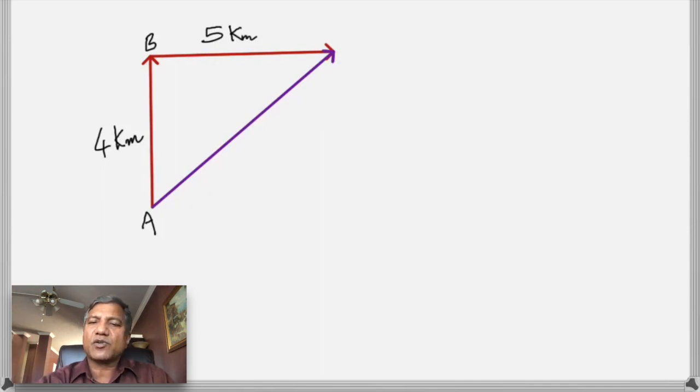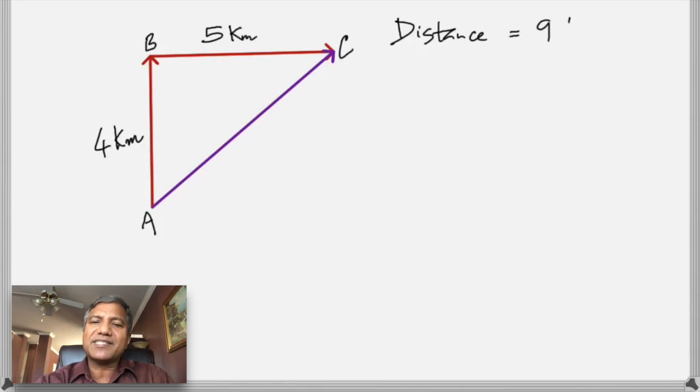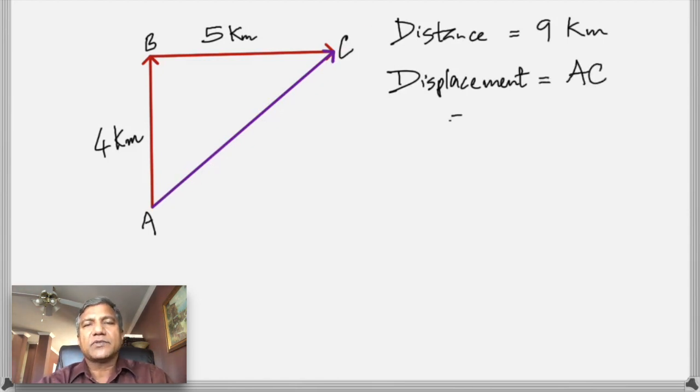Now, it's a right angle triangle, so to find this, all you got to do is apply the Pythagoras theorem. And when you apply the Pythagorean theorem, you're going to get the displacement. But remember that the distance is just 4 plus 5. See, the total distance that this person has walked is 9 kilometers. But the displacement is, of course, less than that.